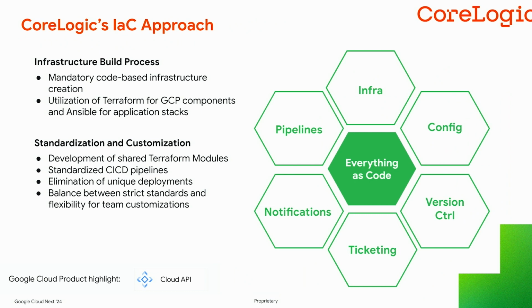Through our COM process, we determined that we couldn't properly support an ecosystem that didn't have tight guardrails in place around how instances were provisioned. With that in mind, we mandated that all of our infrastructure across GCP must be built through code. This includes everything from compute instances to the network, and we leverage Terraform for the GCP components and Ansible for the application stack.